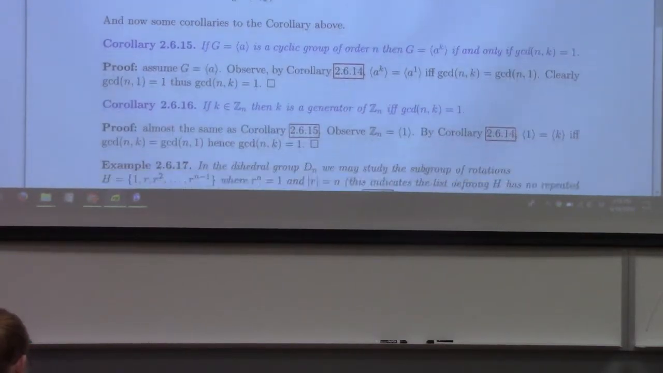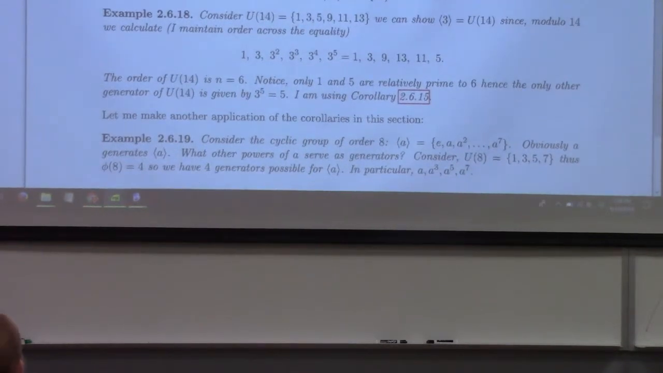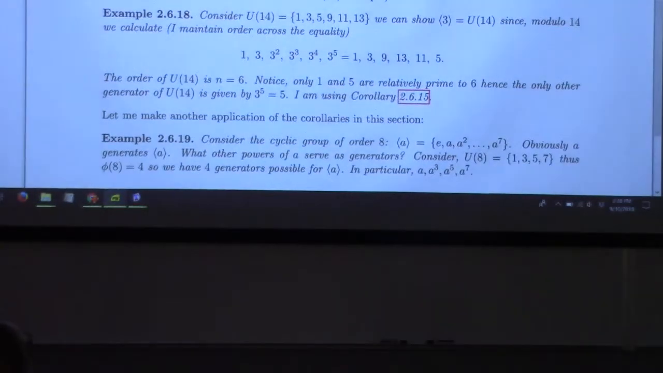But here's the corollaries we just went through. Here's an example. This example is worth looking at here for a minute. Eventually, I will get my ducks in a row up here. So U14, what is U14?